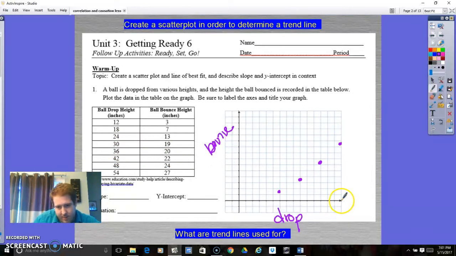Next, 36 and 30. Now I kind of ran out of room here. 32, 34, 36, and 20. Well, the last one was 19, so it'd have to be about right there. All right, doesn't look so linear anymore.